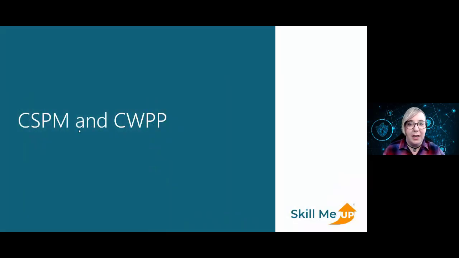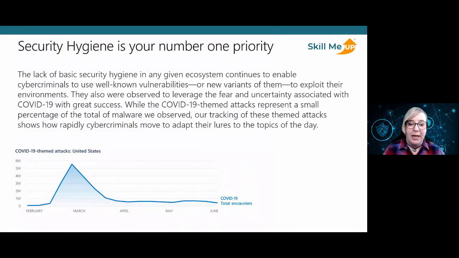So what is CSPM and CWPP? Well, CSPM is the Cloud Security Posture Management, and CWPP is the Cloud Workload Protection Program. The lack of basic security hygiene in any given ecosystem continues to enable cyber criminals to use well-known vulnerabilities or new variants of them to exploit environments. They were observed to leverage the fear and uncertainty associated with COVID-19 with great success. And I think a lot of us saw the series of breaches that occurred over the course of the last year. While the COVID-19 themed attacks represent a small percentage of the total malware we observed at Microsoft, our tracking of these themed attacks shows how rapidly cyber criminals move to adapt their lures to the topics of the day.